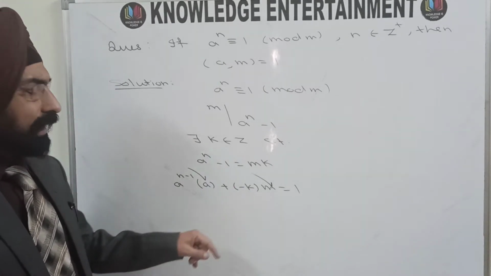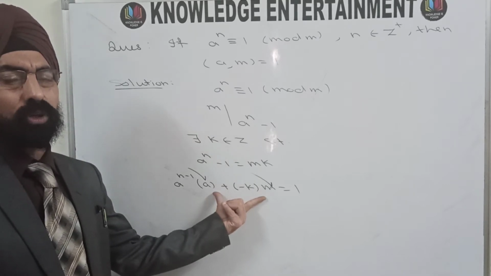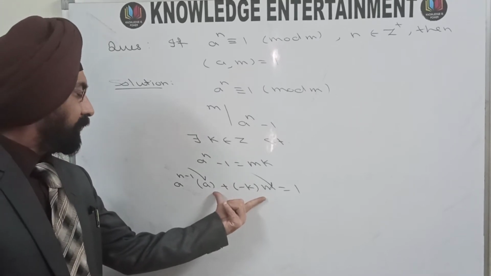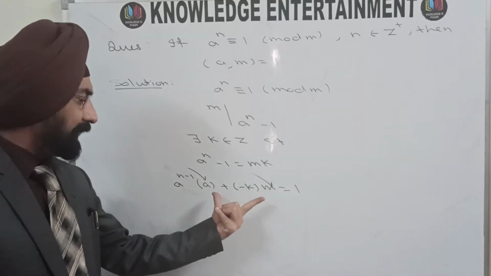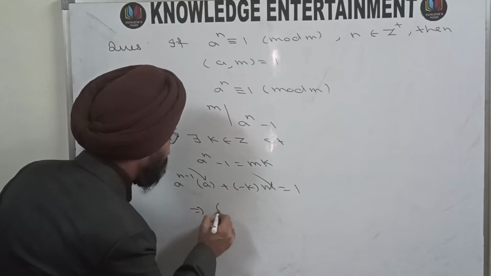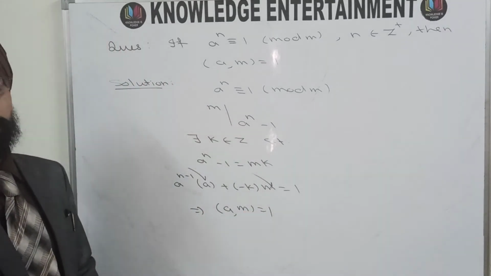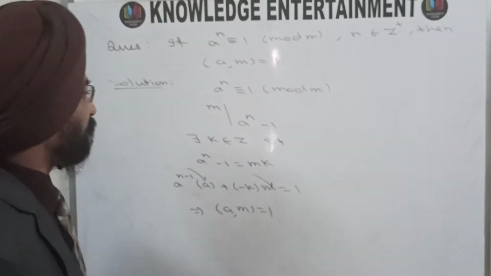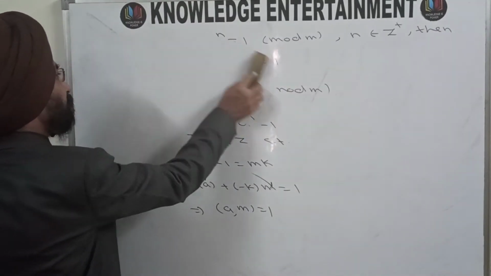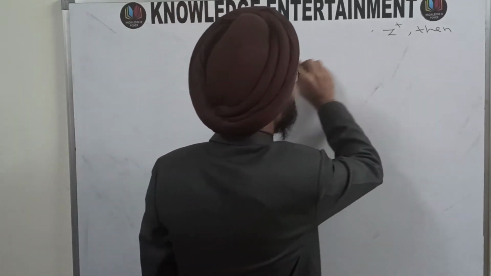And we know that if a linear combination of two natural numbers, or two positive integers you can say, comes out to be equal to 1, then their GCD is 1 by Bezout's identity. So this means GCD of a and m is 1, and that was required to be proved. So this was another application of congruences, and more questions will come as we proceed ahead.